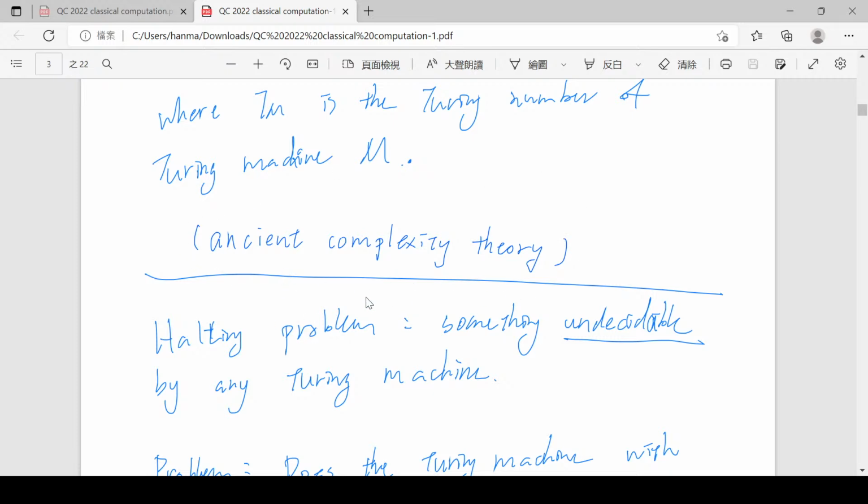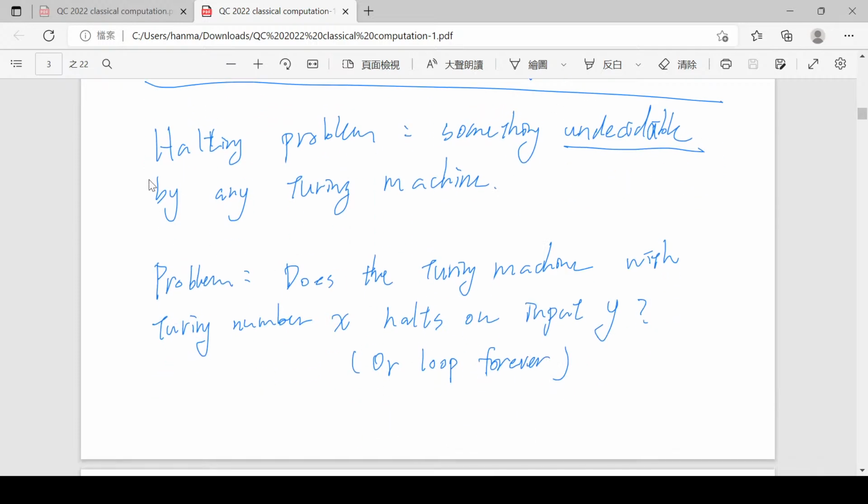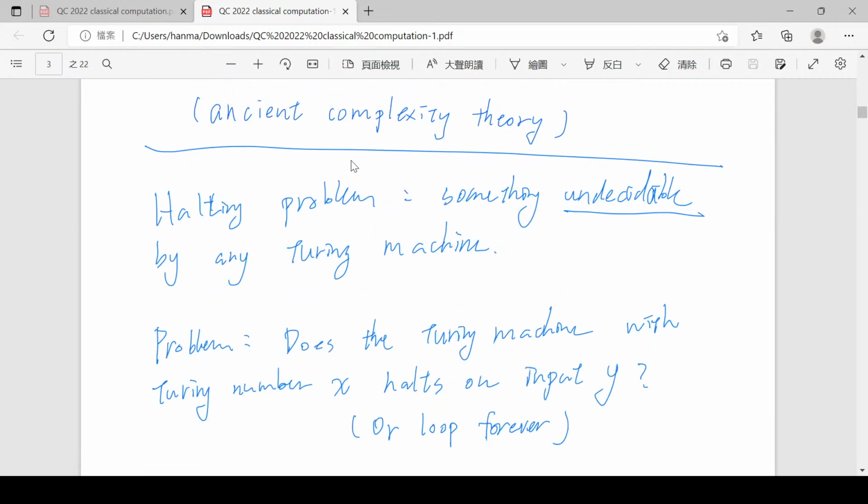And we find out that this halting problem, this very basic problem of halting problem, is actually not computable, or more precisely, is in the class of being undecidable. And that means that there's no Turing machine that can decide whether another Turing machine will halt or not. And let's go into the more detailed definition.